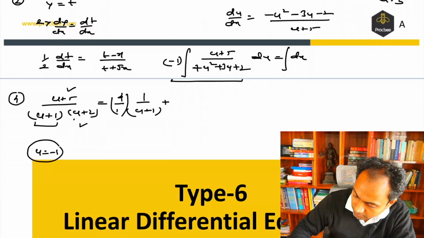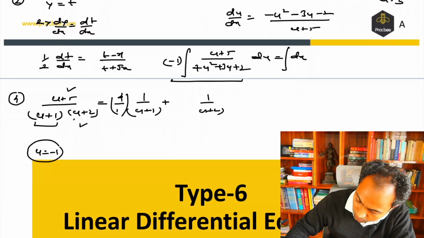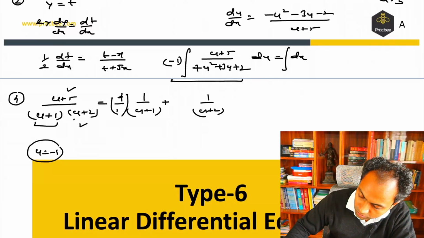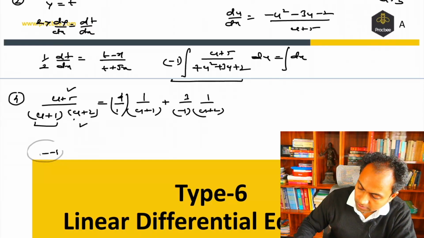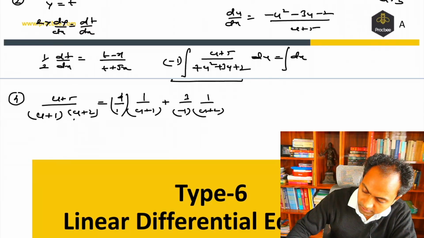And then if I want to split the second part, if I am writing 1 by u plus 2, I will put u plus 2 equal to 0 and substitute in the remaining part. The numerator becomes 3 and the denominator becomes minus. So in the next part, if I want to integrate it, let us see what do we get.